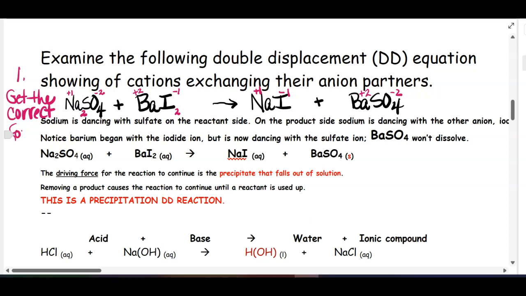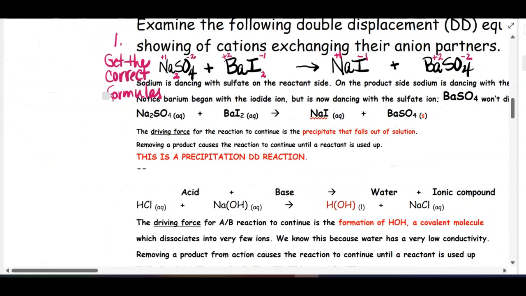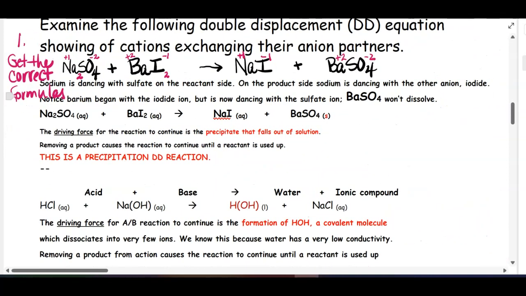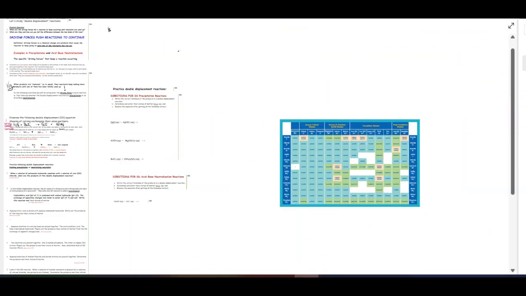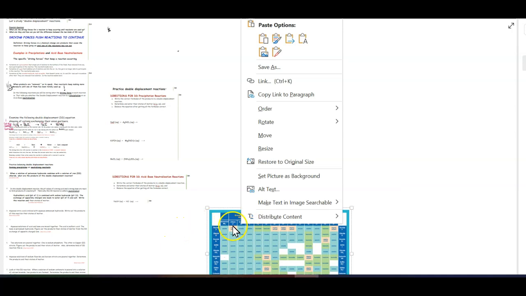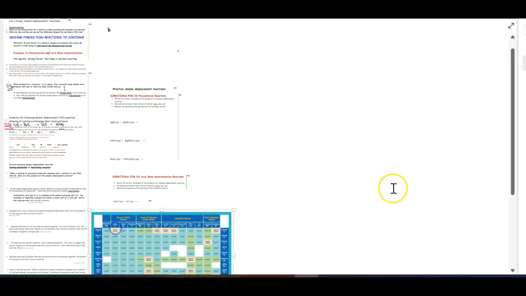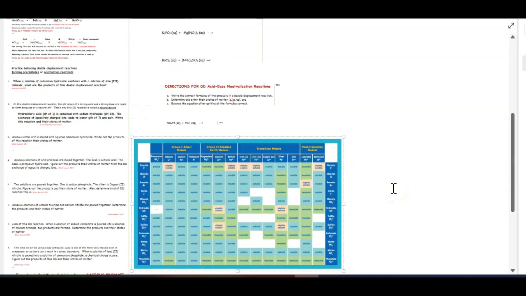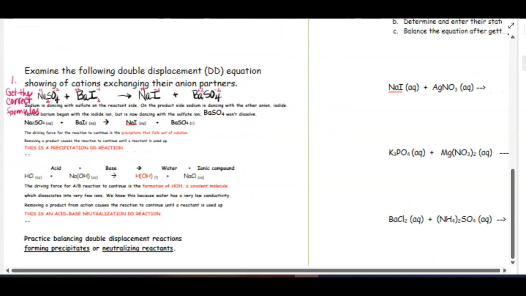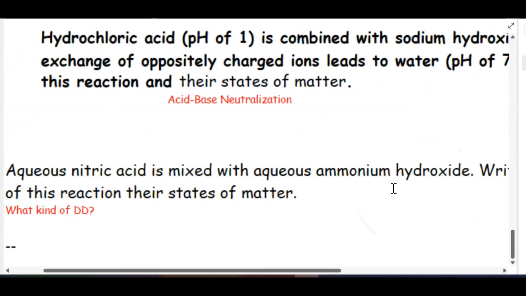All right? Now, sometimes I'll be nice and give them to you, right? Like I did here below. So the driving force for this reaction to continue is the precipitation. So I want you to go over here and see. Let's bring this guy somewhere where he's a little more useful. Let's bring him over here. All right, we had... let me get over here again.